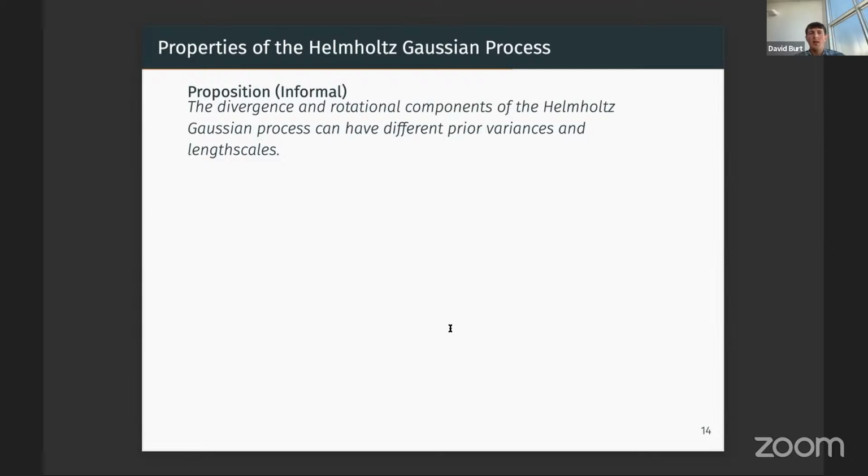I'm now going to talk about some of the properties of the Helmholtz GP. These will be contrasting against the earlier properties I discussed of the velocity GP. The first is that the divergence and rotational components of a Helmholtz GP can have different prior variances as well as length scales. This basically comes because we parameterize them differently.